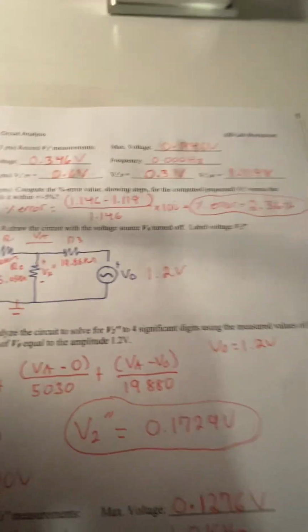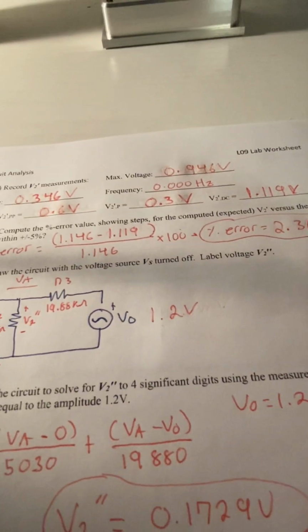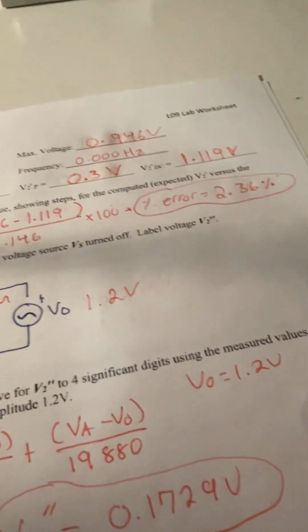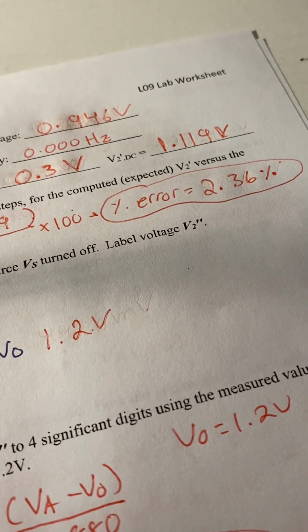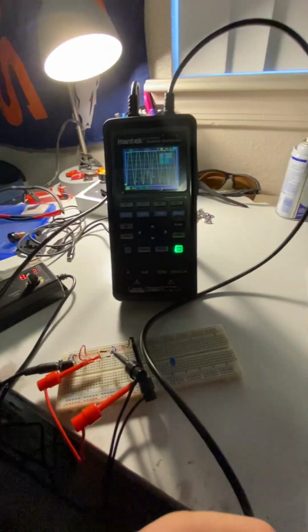And then when I measured that, I got 0.946 from my max, and my minimum was 3.346, and then I got that to be, for my total circuit, 1.19 volts. So I got about 2.36% error. These things were giving us all trouble in lab, but I was able to get that just playing with it.